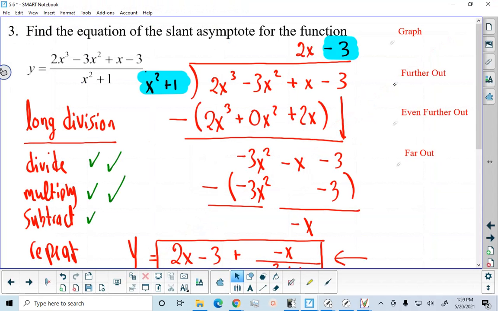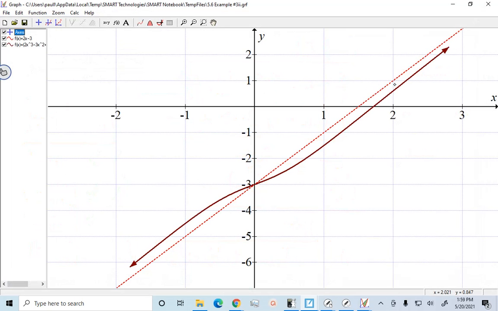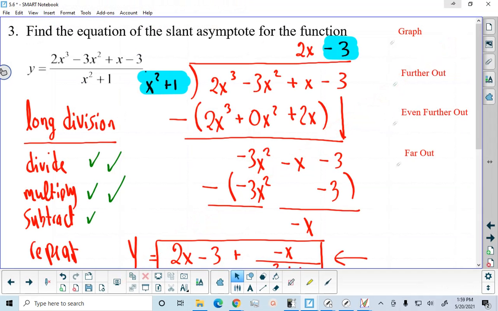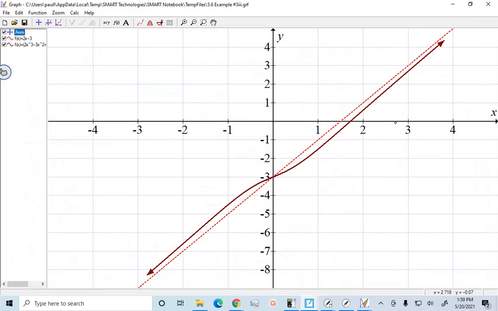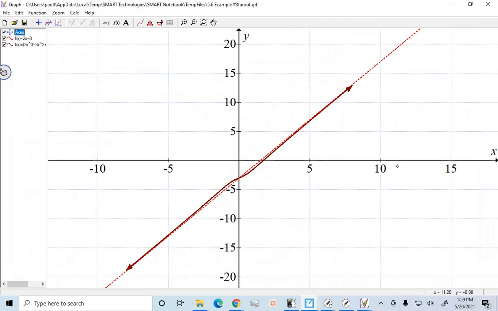If I take a look at a zoomed out view, this is what it looks like, and you can definitely see that it's starting to get closer and closer to that dotted line, which is y equals 2x minus 3. Even further out, you can see it's getting even closer, and far out, it gets really close. If you zoomed out more and more, you'd be hard pressed to even know that there's that wobble in the middle, because the whole thing would look like the line. So any questions with example 3?